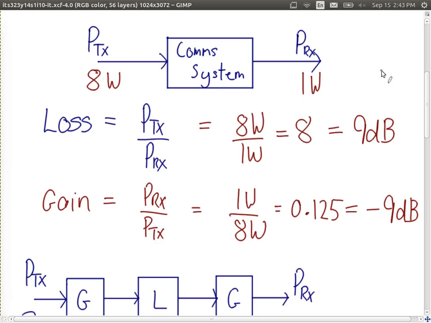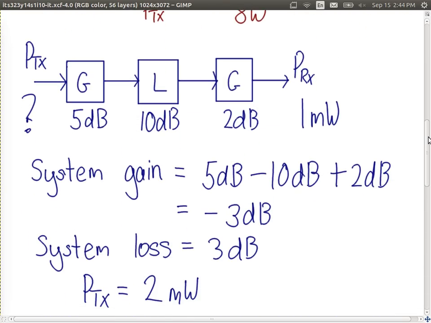And we got to the last example of doing a calculation. It turns out that when we have a system made up of components with different gains and losses, to talk about the overall gain of the system, we can just add up the components. So the example we went through said there are 3 components. One had a gain of 5 dB, a loss of 10 dB, and a gain of 2 dB. So overall, we can say that there's a gain of the system of minus 3 dB, just the sum of those values. Or, in the other way, a system loss of 3 dB. A gain of minus 3 is the same as a loss of plus 3. And we did a calculation as to what the transmit power would need to be.